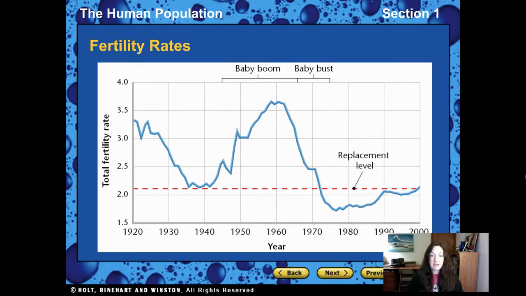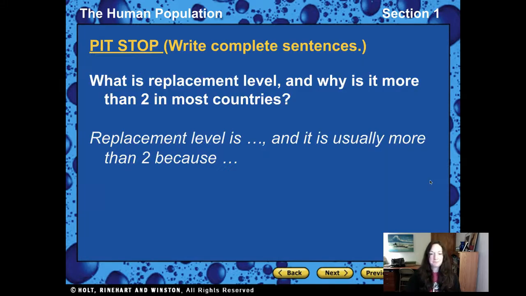So if you take a look right here, replacement level in the US is approximately 2.1, which again is because some women have to have more than two children because some of their children will die before reproductive age. So 2.1 is actually a pretty low replacement level. But looking at the replacement level here, you can see during World War II, the rate of births was low. We had the baby boom after World War II, and then the baby bust was in the 1970s. So we dropped below replacement level, but we have gone back up above replacement level since then.